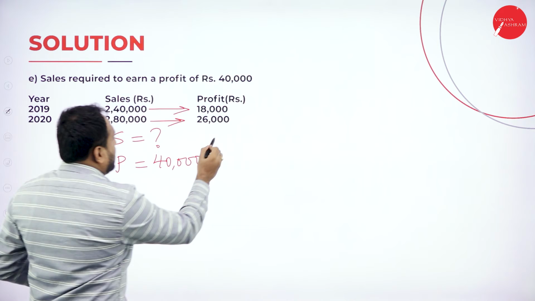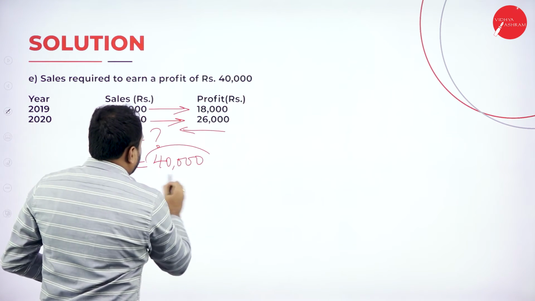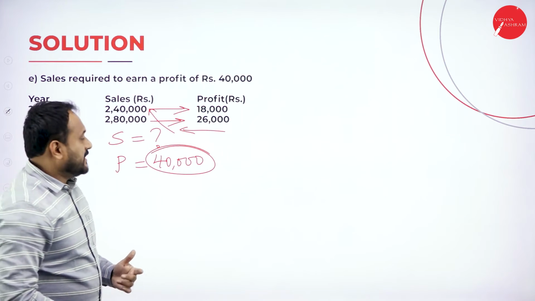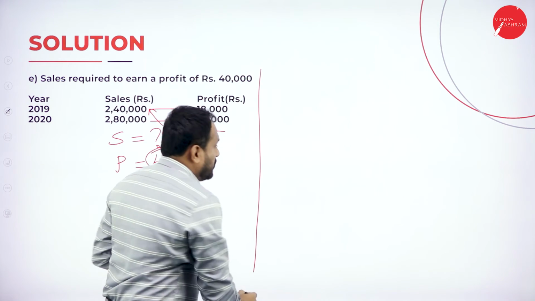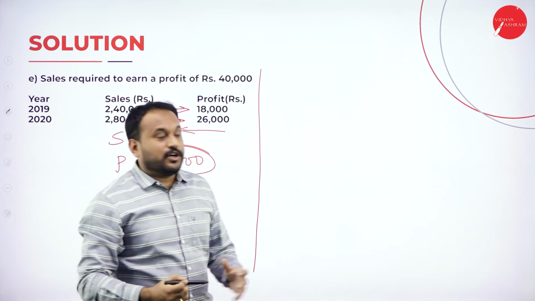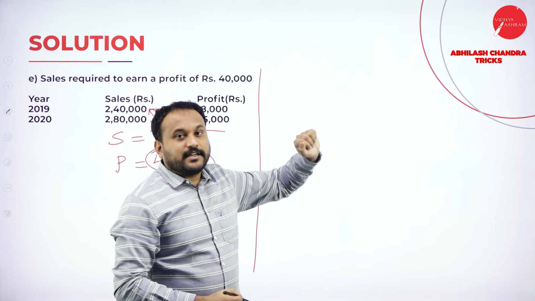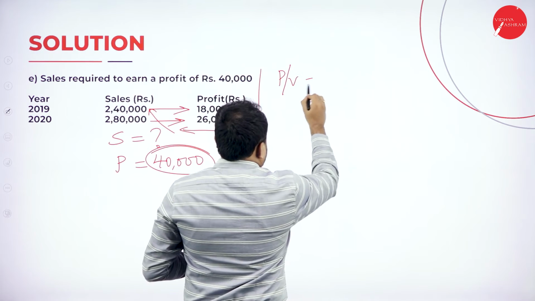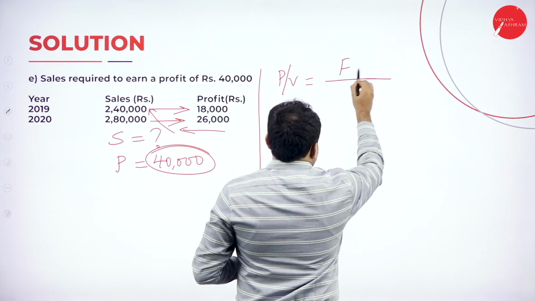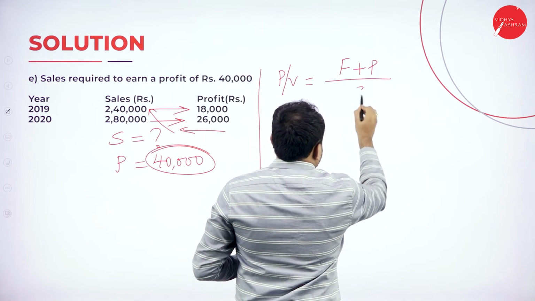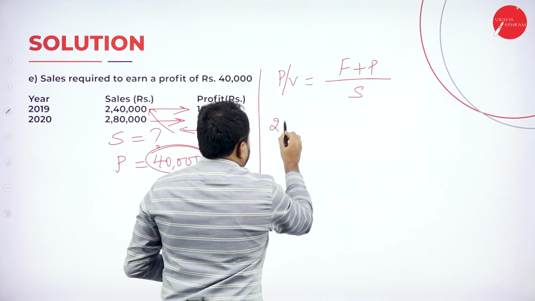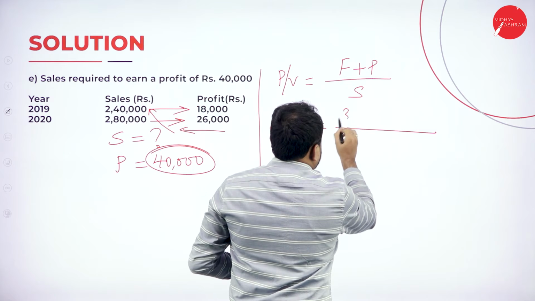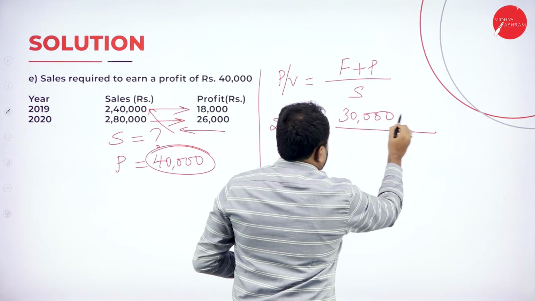If the profit is 40,000, what would be your sales? Now again, in the same way, which is the formula which we are supposed to go with? ACT, Abhilash Chandra tricks. Let's go with the formula that is here. PV is equal to F plus P divided by S. Now PV is how much? 20%. Fixed cost, we know that it is 30,000 plus.